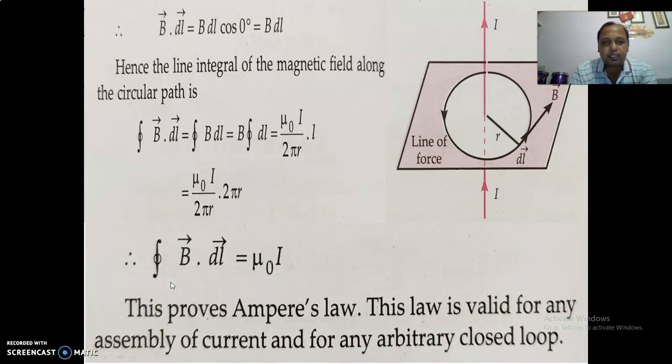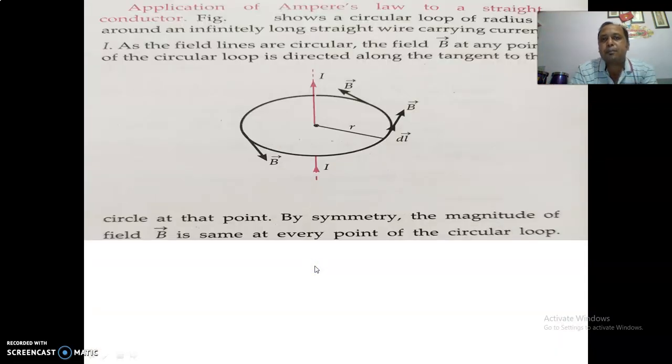Integration B dot dl we have written as mu naught into I, which has been proved. Now we are going to see an application of Ampere's Circuital Law. Whatever we have derived till now was the definition of Ampere's Circuital Law, and then we proved it. Now let us see a simple application. Suppose you are given a straight current carrying conductor I, and at a distance r you are asked to find the value of the magnetic field.